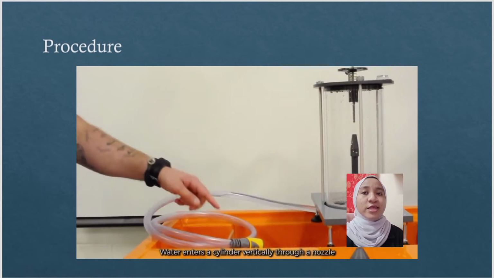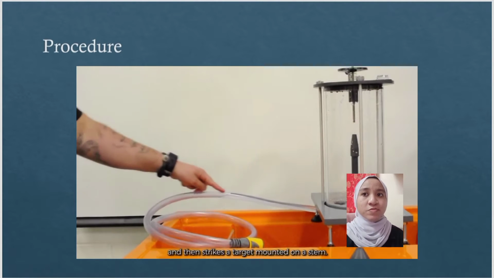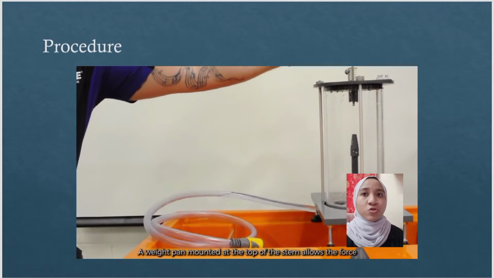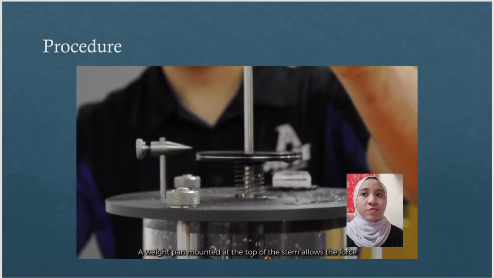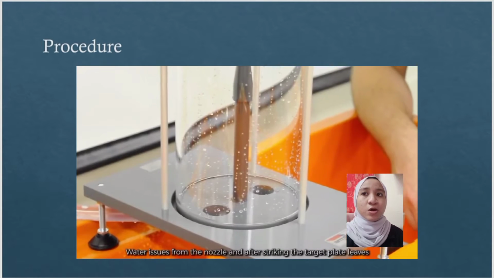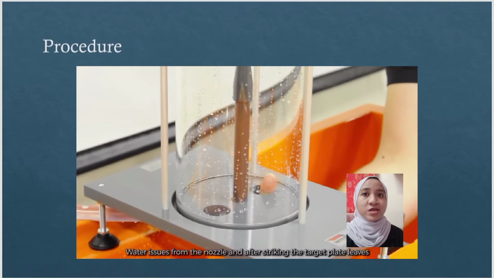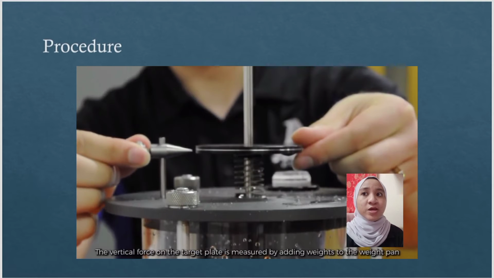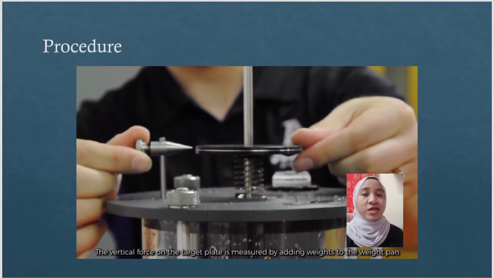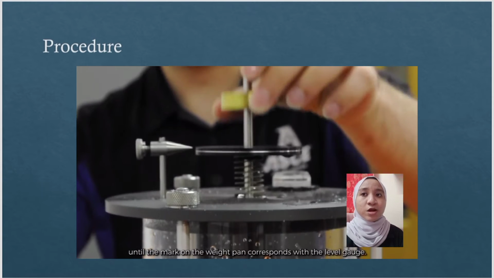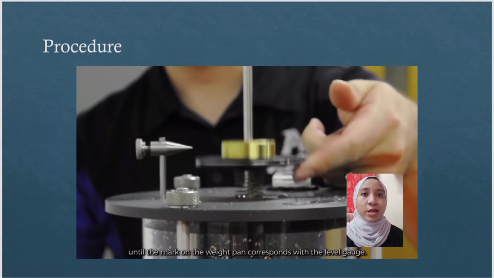Water enters the cylinder vertically through a nozzle, then strikes a target mounted on the stem. A weight pan mounted on top of the stem allows the force of the water to be counterbalanced. The water issuing from the nozzle, after striking the target plate, flows out through the outlet holes in the base of the cylinder. The vertical force on the target plate is measured by adding weight onto the weight pan until the mark on the weight corresponds with the level gauge.